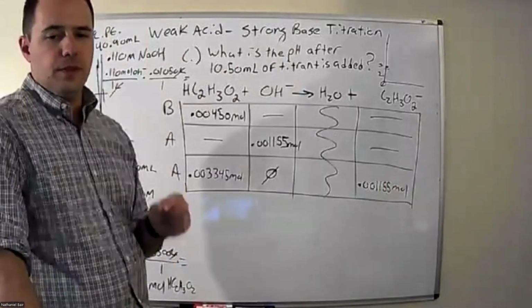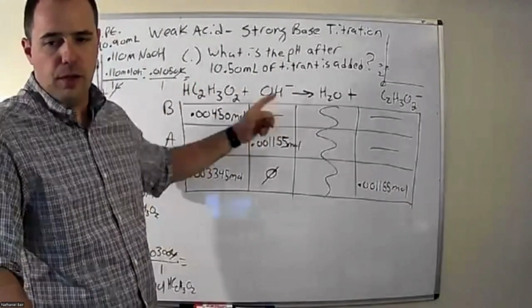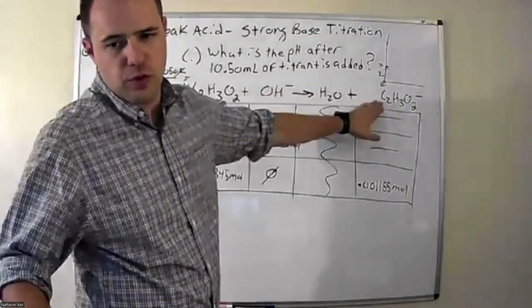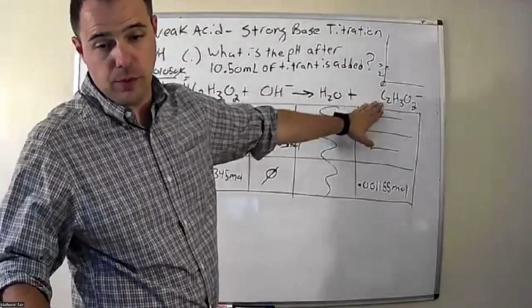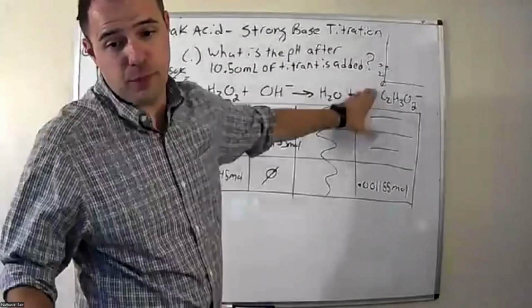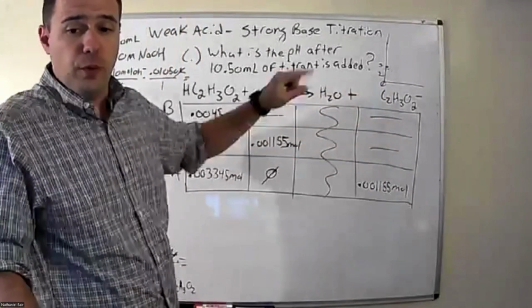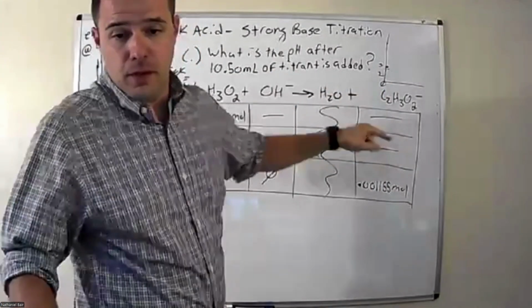Here is the difference. This is really important. In a weak acid strong base titration, the salt you make, which is sodium acetate, which I just got rid of the sodium as a spectator ion, that's a basic salt now. Acetate is the conjugate base of a weak acid, so that has basic properties. So this is going to affect the pH.